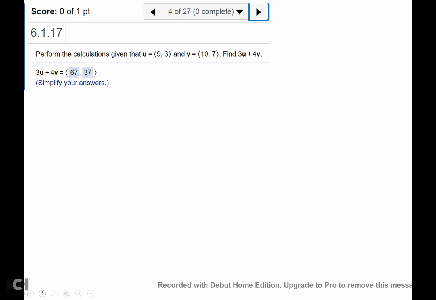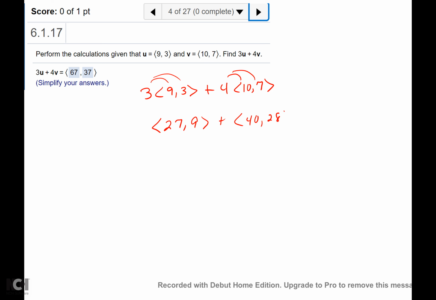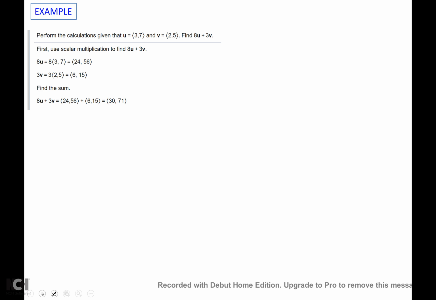Number 4, perform the calculations given that U equals <9, 3> and V equals <10, 7>. They want me to find 3 times U plus 4 times V. Well, we multiply first, and this is just like distributing. So this vector becomes <27, 9>. And this vector becomes <40, 28>. So then if you add those, you get 27 plus 40 and 9 plus 28, which gives me <67, 37>. Okay, next one is an example worked out.